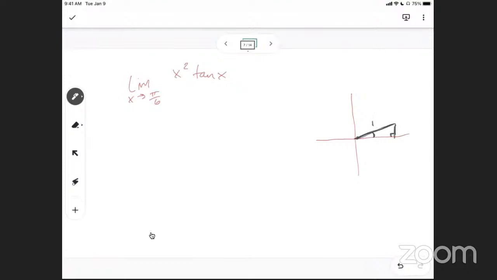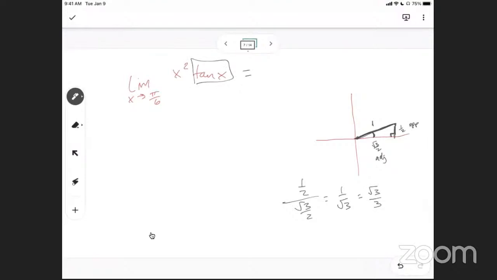The hypotenuse is always 1, right? It's a unit circle. This distance is 1/2, and this distance is √3/2. Got it. So the tangent is the opposite over the adjacent. So the tangent is 1/2 all over √3/2, which, flip and multiply, equals 1/√3, or √3/3. So that's what the tangent of that is.